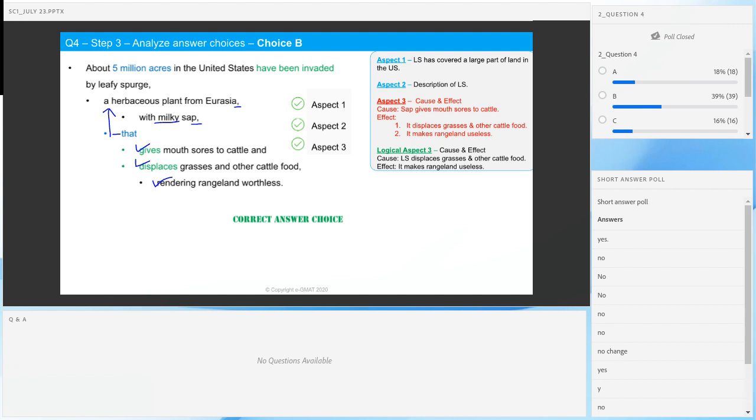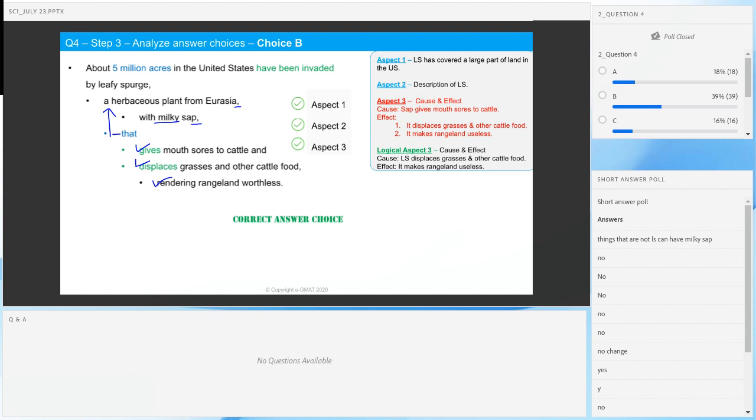Does milky sap appear separately from leafy spurge? But we are not talking about any other thing that can have milky sap. We need to stick to the scope of the sentence. The sentence is specifically talking about only leafy spurge and nothing else. And so it is saying that it is the leafy spurge that has milky sap. So if we are talking about the milky sap, we are talking about milky sap in the context of leafy spurge that is mentioned in the sentence. But think about it. Does milky sap appear separately from leafy spurge?